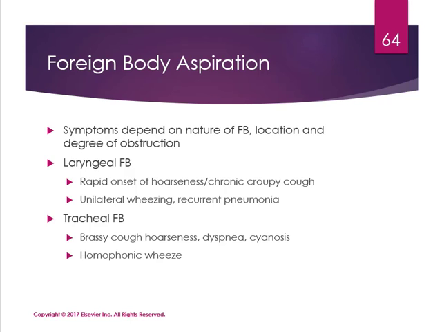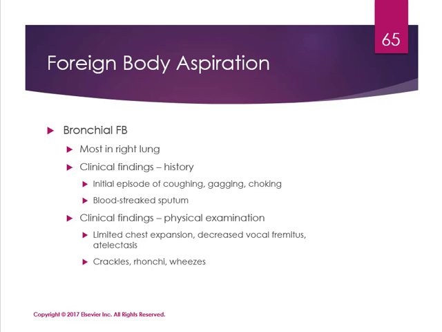For a tracheal foreign body, you may appreciate a brassy cough, hoarseness, shortness of air, and even some cyanosis. With a bronchial foreign body, most objects are aspirated into the lung based on anatomy, and when obtaining your medical history, you may even find that there was a forgotten choking or gagging episode. These kids may have blood-streaked sputum. On physical exam, there may be limited chest expansion, decreased vocal fremitus, or atelectasis. You may notice crackles, rhonchi, or wheezes.